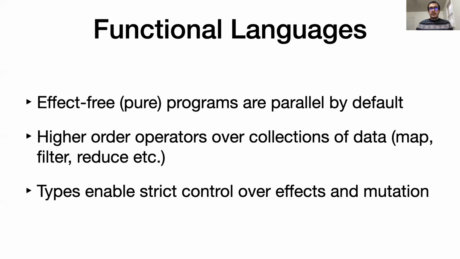And if you use bulk operations like map, filter, reduce, there's a natural opportunity for parallelism. Most of these languages also come with powerful type systems that offer strict control over effects and mutation. And this control allows the programmer to prevent race conditions in their code.